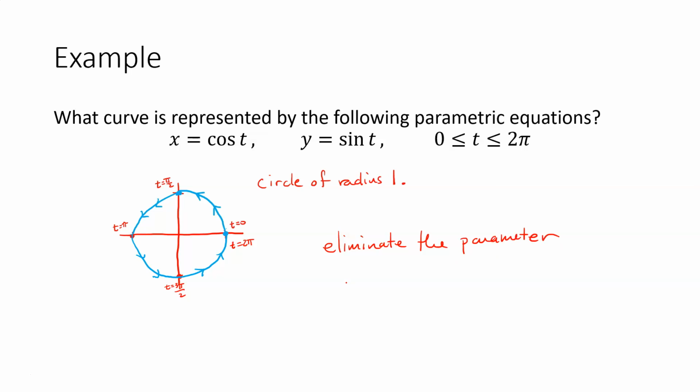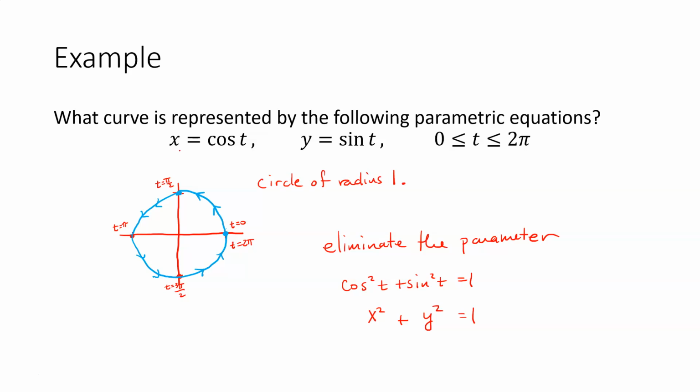So one way we can do that is we can remember this basic identity, cosine squared t plus sine squared t equals 1. And of course we know cosine t is actually equal to x. So this would be x squared, and sine squared would be y squared. And of course here we have the Cartesian equation of our unit circle.